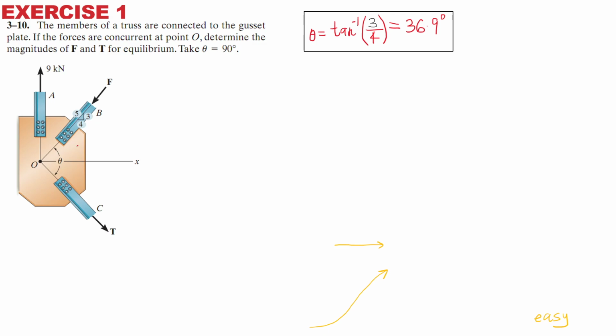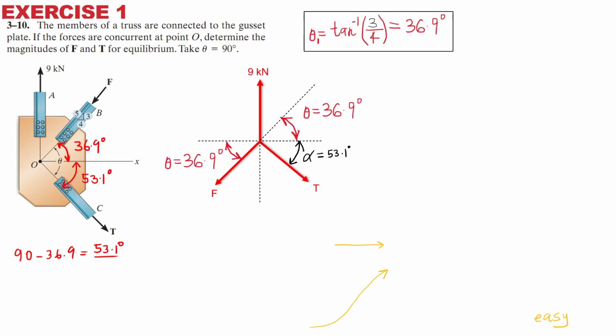Obviously, theta is this small theta probably. This angle is 36.9 degrees. And the bottom angle will be 90 minus 36.9. What is the answer? So get our angles correct. This is 53.1 degrees. This one also done. So this is 53.1 at the bottom, 36.9 at the top.